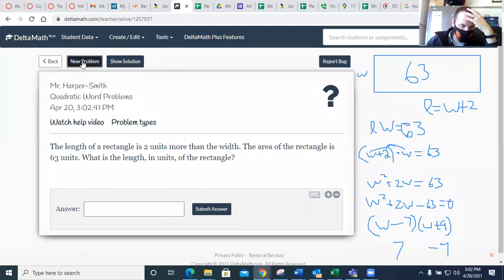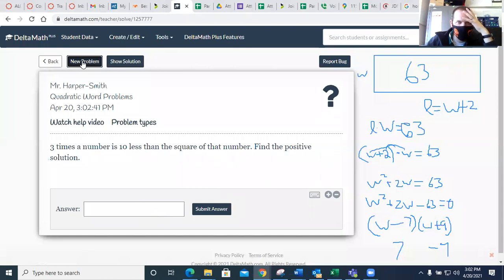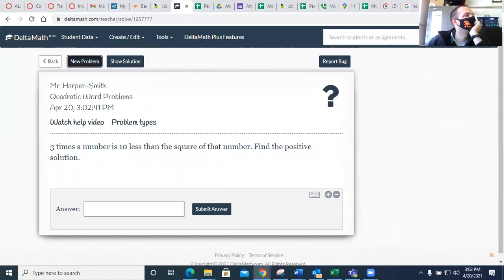Ooh, this looks like an interesting one. Very wordy. Okay, we've got 3 times the number is 10 less. So that is a key word. Is means equals. So 3 times the number, 3x, is 10 less than the square of a number. So a number squared, it's 10 less than that. So minus 10. Find the positive solution.